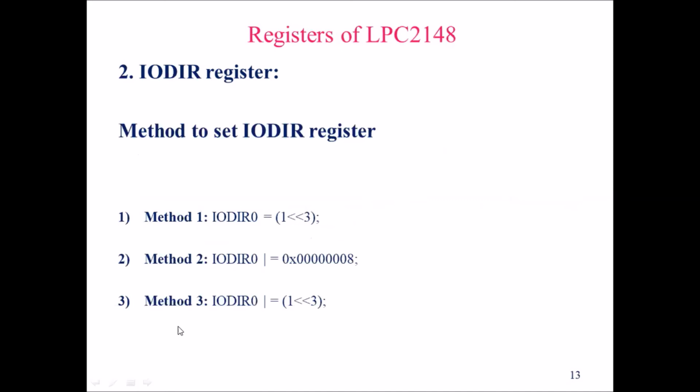So next one, methods to set the IODIR register. As I told, the IODIR instruction is basically used to set the direction for the pins. There are three methods to set the direction of the pins.